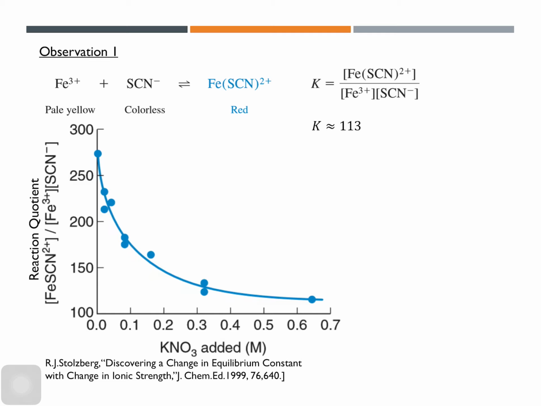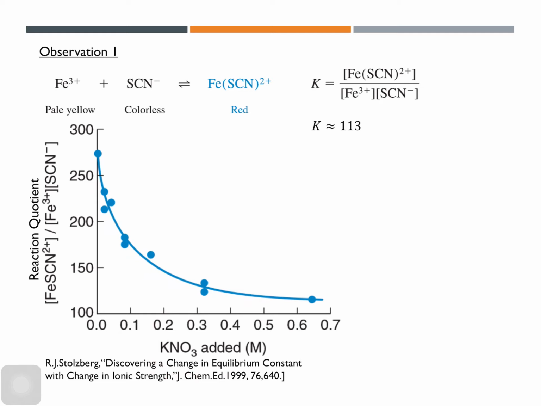What you can observe is that we have this equilibrium system: iron(III) ion and thiocyanate ion. This is an equilibrium with the iron(III) thiocyanate complex, which is colored red. This is the reaction quotient, the concentration of the product over the reactant. On the y-axis we have the reaction quotient. On the x-axis we have the molarity of the potassium nitrate.